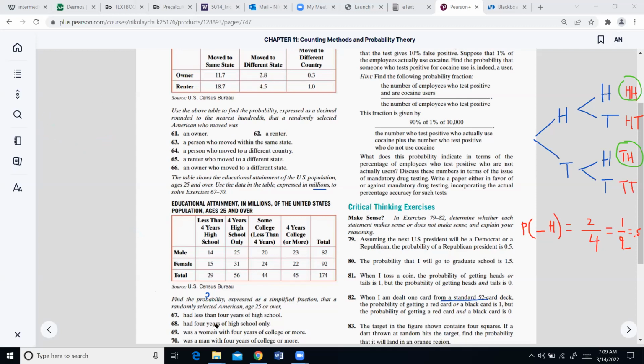So we can check out the exercises related to the table. Let's start with problem number 61. So let's see what this is all about. It says to use the above table to find probability.